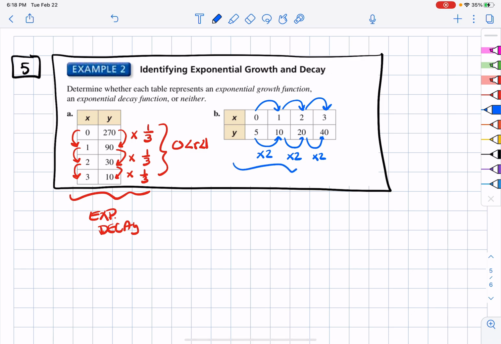So because we are multiplying by that same amount, this is going to be an exponential growth function. So as x's are increasing by 1, y is being multiplied by 2. So this represents an exponential growth function. And again, because our r value is bigger than 1 in this case, the rate is going to be, in this case, a 2.